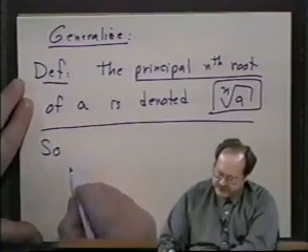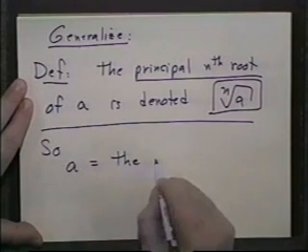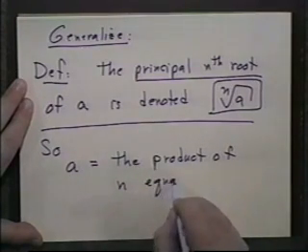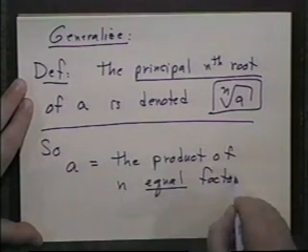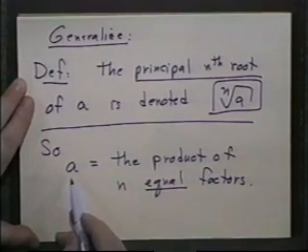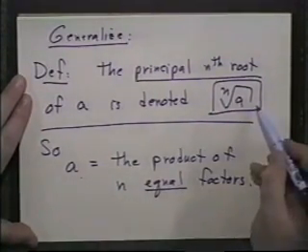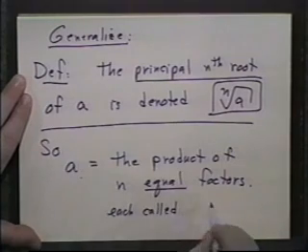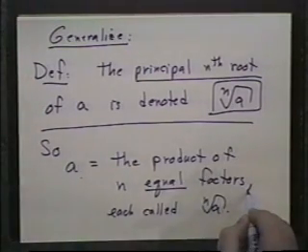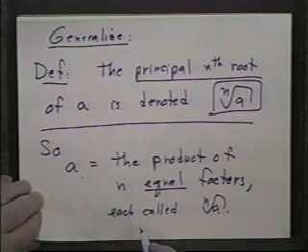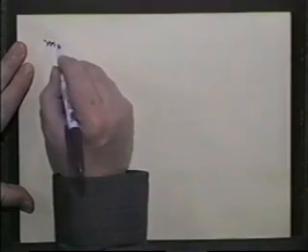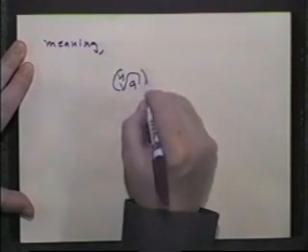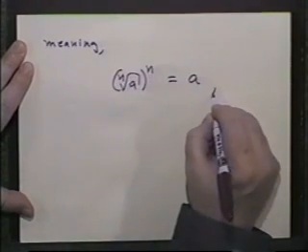So what does this mean? This means that a is equal, as I said earlier, to the product of n equal factors. So I am unmultiplying a into n factors, all of which are the nth root of a. So it's n equal factors, each called the nth root of a. So that is the fundamental idea here. Once again, I'm going to write down what this means so you have a good sense of it. Meaning, if you take the nth root of a and you take it to the nth power, you get a.